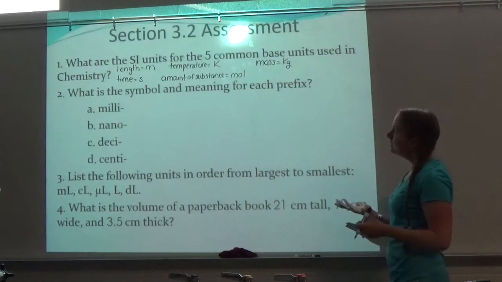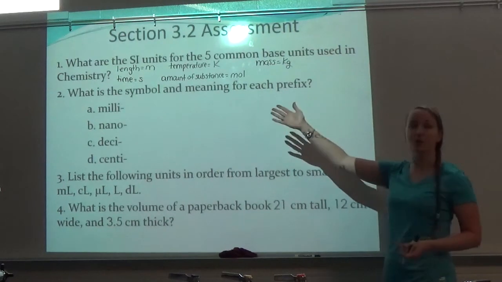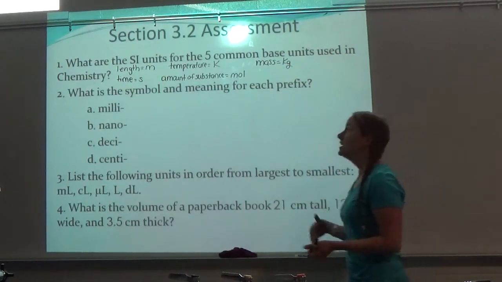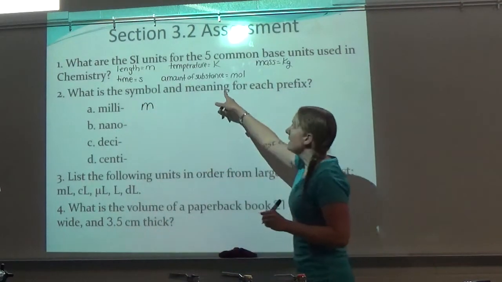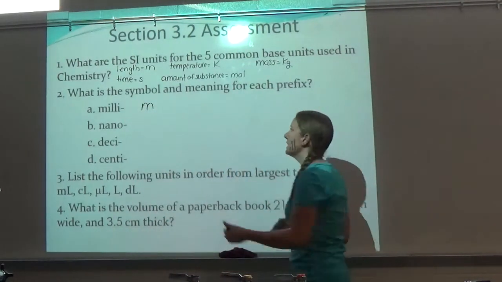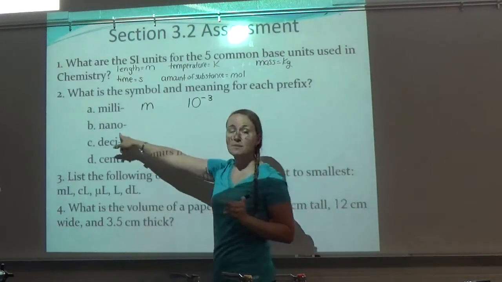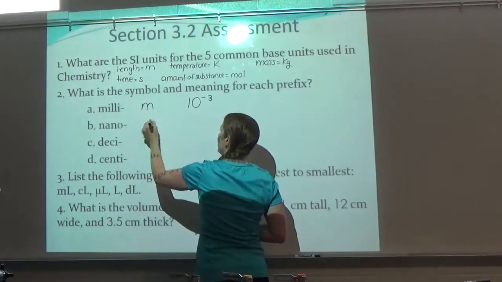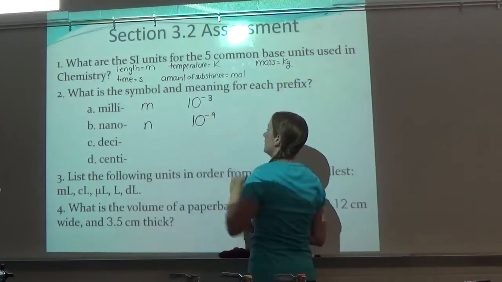All right, what is the symbol and meaning for each prefix? So this is where your prefix chart comes into play. I'm not going to keep going back at this point, so just look at your own. The symbol for milli is M, and the meaning is the power of 10. For milli, the power of 10 is 10 to the negative 3. What's the symbol for nano? If you look at your chart, it's N. And what does it mean? The power for nano is 10 to the negative 9.